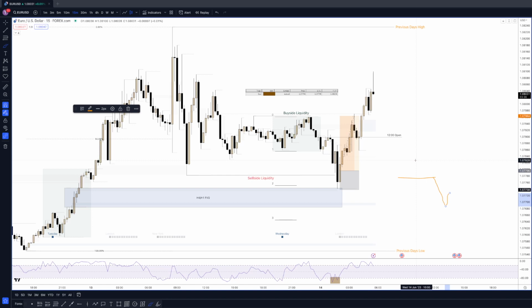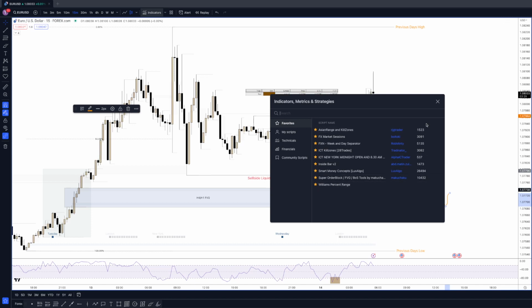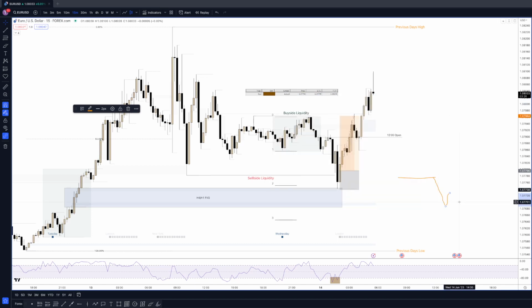Secondly, we use the Williams percent range over here. If you have a look at the indicators, Williams percent range, all this is it's just basically giving you an understanding of overbought and oversold. So we can see market has pushed down. We are obviously buy bias. Looking to continue higher. Market then taps into our fair value gap within this 1 to 2 standard deviations and shows an oversold over here.